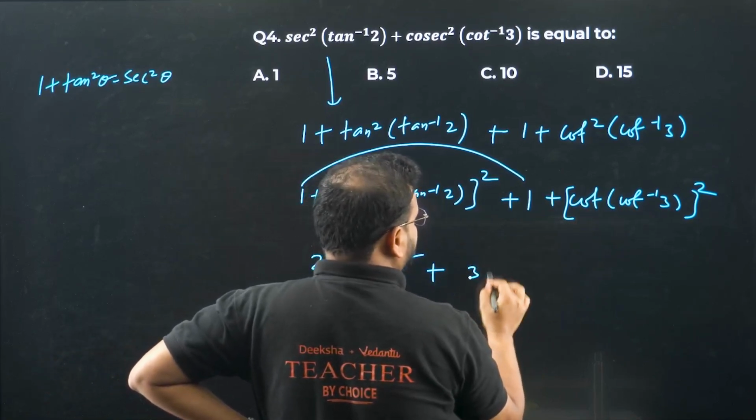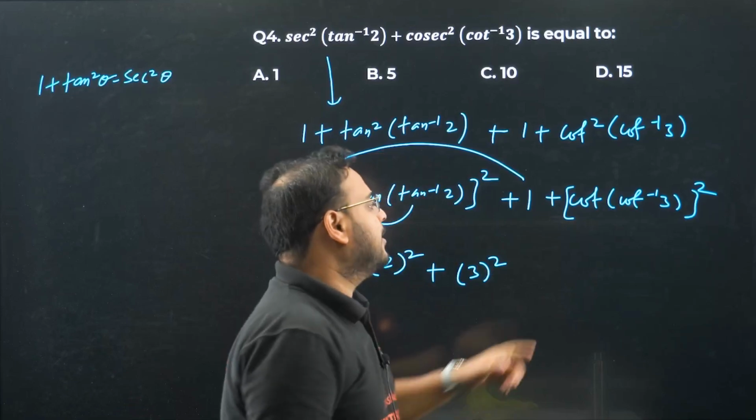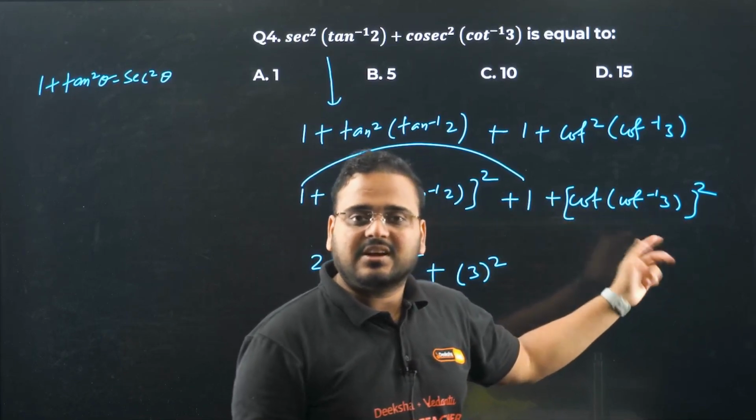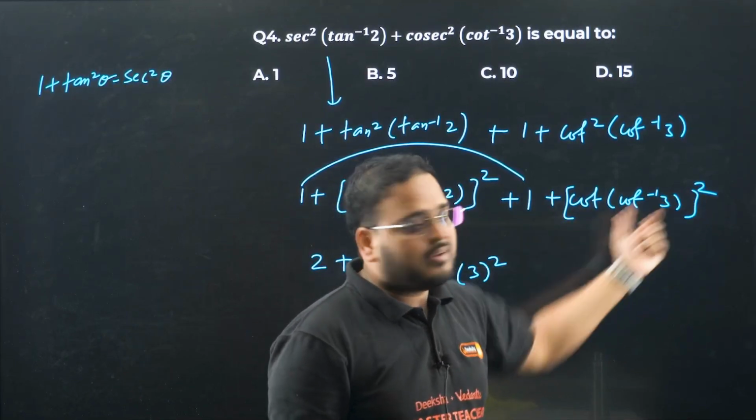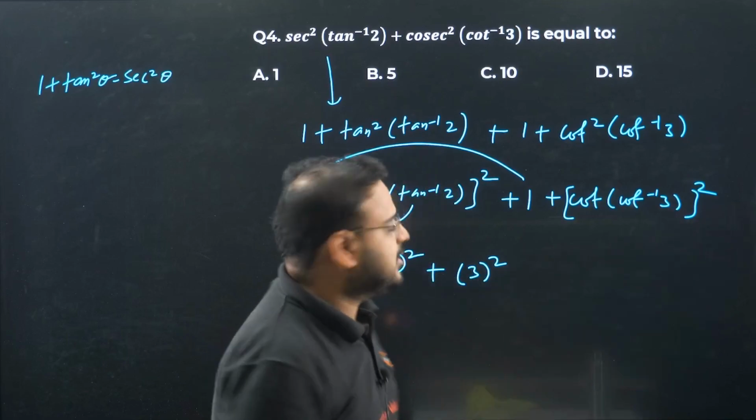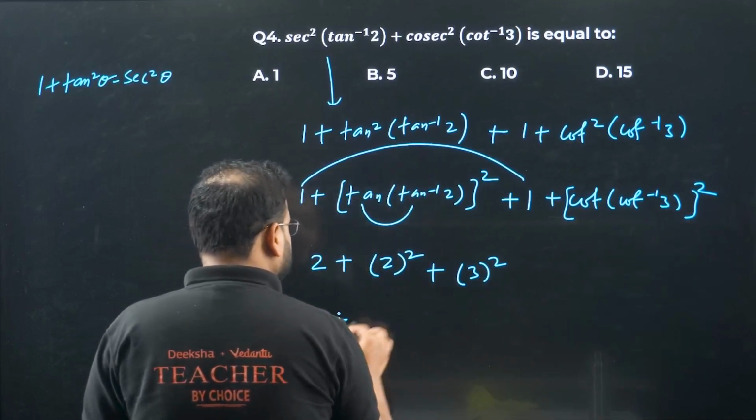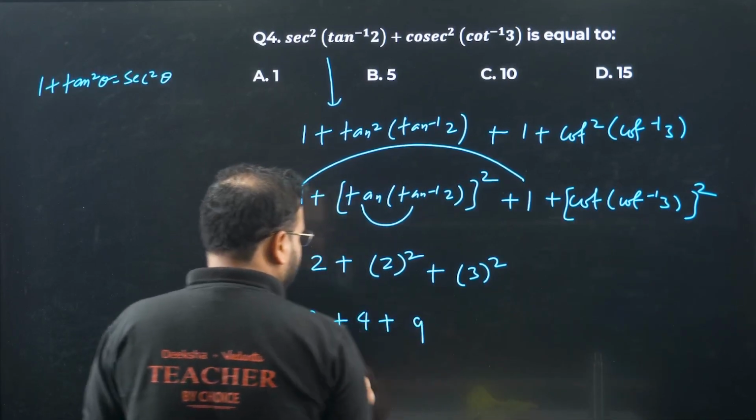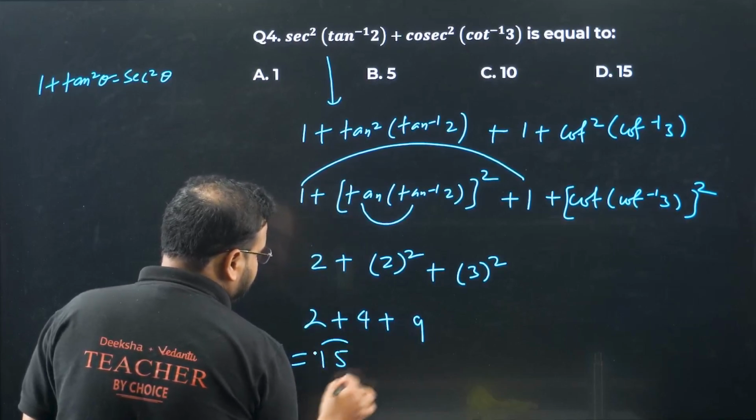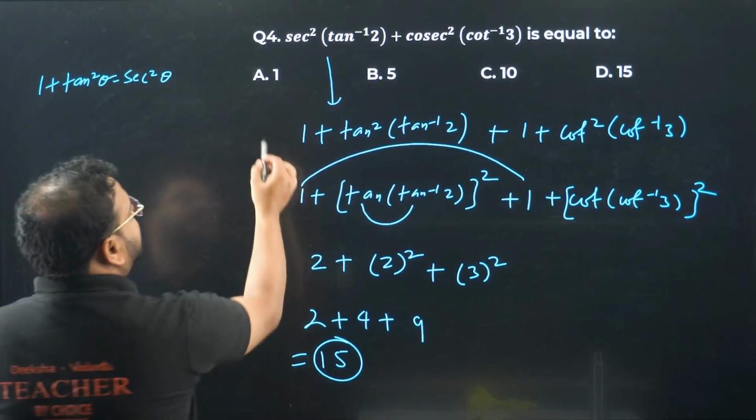side we have again value as 3, so 3 square. Cot of cot inverse, cancel each other, inverse of each other. 3 will be the answer, and there's a square, so 3 square. I get 2 plus 4 plus 9. The result is 15.